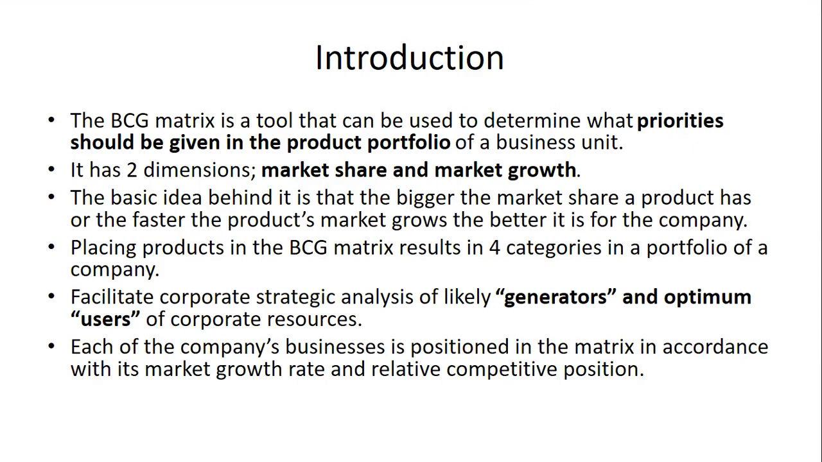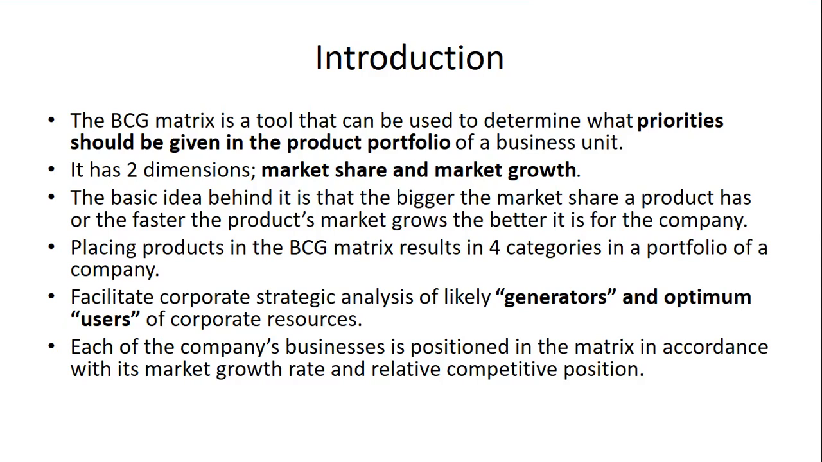The BCG matrix is a tool that can be used to determine what priorities should be given in the form of product portfolio. It has two dimensions, market share as well as market growth. The basic idea behind this is that the bigger the market share a product has, or the faster the market share grows, the better it is for the company. Obviously, it indicates positivity. The BCG matrix results in 4 categories. It also helps to analyze the generators and optimum users.